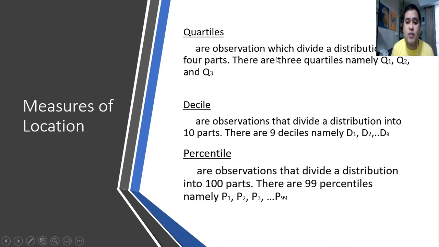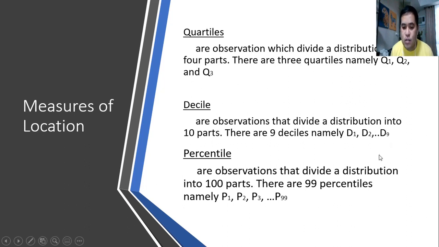Quartiles are observations which divide a distribution into four parts. And there are three quartiles, namely Q sub 1, Q sub 2, and Q sub 3. And of course, the decile, from the prefix "de", means observations that divide a distribution into 10 parts. So there are basically 9 deciles, namely d sub 1, d sub 2, d sub 3, d sub 4, d sub 5, up to d sub 9.